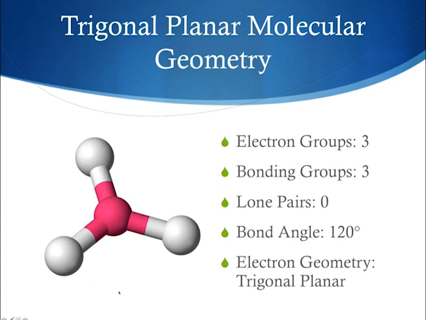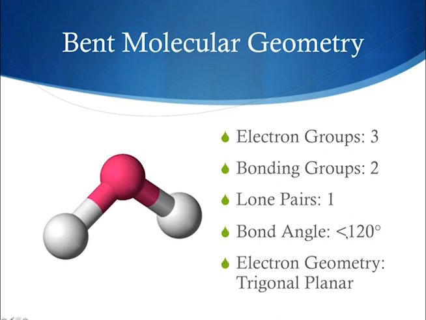The next one is trigonal planar, same idea again. Because our electron groups equal our bonding groups, it's the same electron geometry. We also have the same bond angles. You don't even have to remember those. And this is where it starts to get more complicated when we have a lone pair in the mix as well.